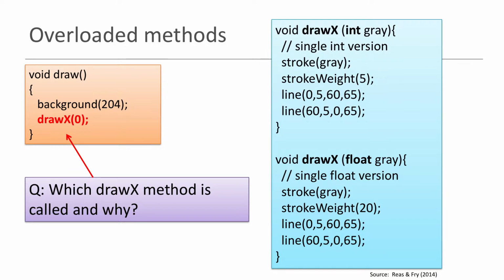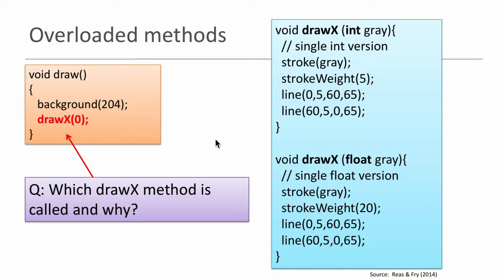Yeah. So I think you can see from the answers in Slack now, guys, that it's going to pick the int one because 0 is an int number. It has no decimal. If it was going to call the second one, the method call would have been draw x 0.0. Okay. So hopefully you can see that now, everybody. Thanks for your responses there.